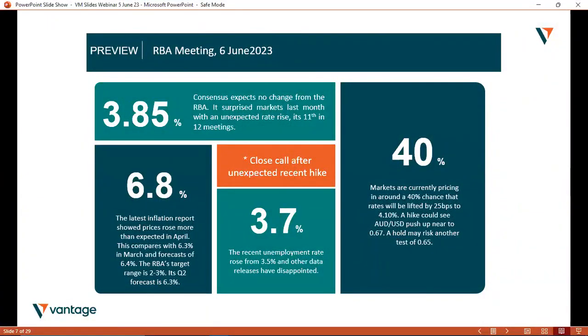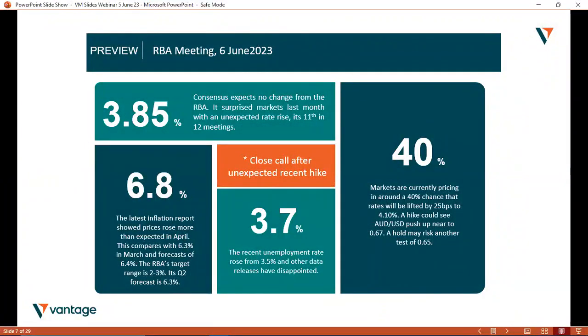So there is a reasonable argument for the bank to hike again this month. It's interesting. A lot of economists point to the quarterly CPI data carrying more weight than this monthly 6.8% figure. So potentially the RBA will wait for the next print for the quarterly number, which would be in August, and then it might respond to that second quarter fresh CPI inflation print.